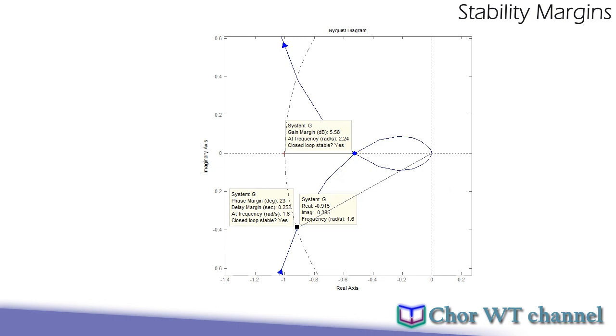Okay, in this video I have shown how we get the stability margins, which are the gain margin and phase margin, from both the Bode plot and also the Nyquist diagram.